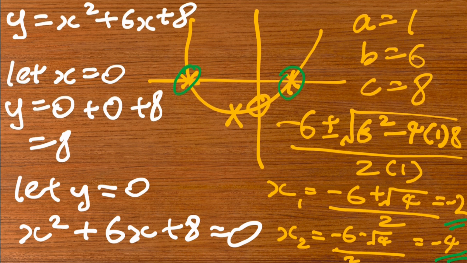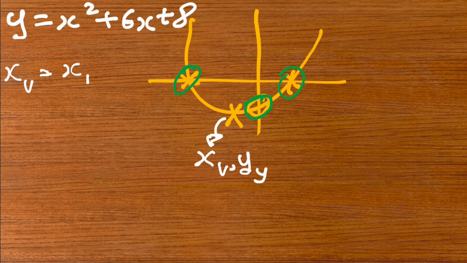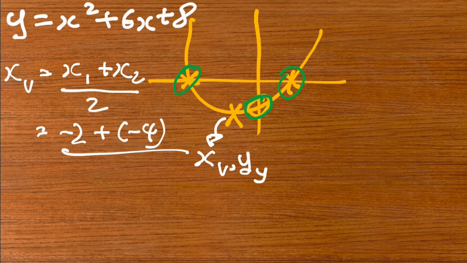So we have found our x-intercepts as well as the y-intercept. All we're left with is the vertex. So we'll let the coordinates of the vertex be xv and yv. To get our xv, we simply sum up the roots or solutions that we've obtained earlier for x1 and x2. So negative 2 plus negative 4 over 2, which is negative 3.